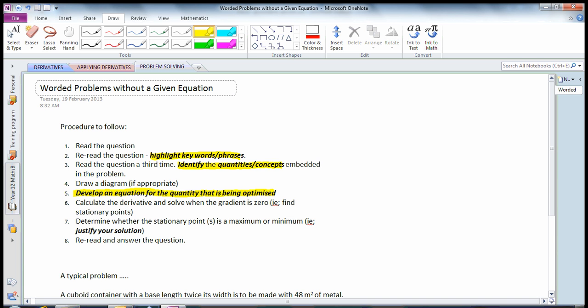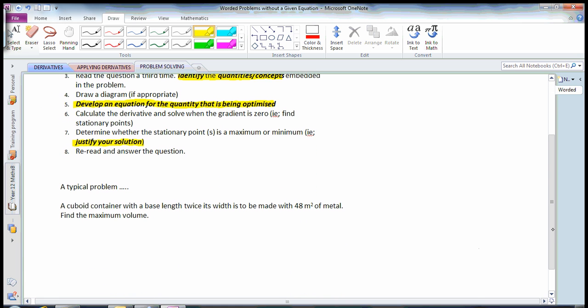The rest of the problem is your traditional optimization steps. That is, we calculate a derivative, evaluate it when it's equal to 0, which allows us to find the stationary points, and then we determine whether those stationary points are maximum or minimums. Now you've got two methods there. You can use your first derivative test or your second derivative test. Essentially what you're doing is justifying your solution, and that's a critical step. You must always justify whether you have found a maximum or a minimum. Final step, the one that some people often forget, is to reread the question and answer it. So use the terminology given in the question to write a brief statement to answer the question.